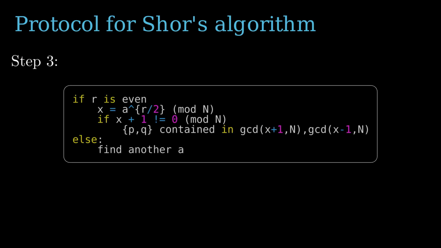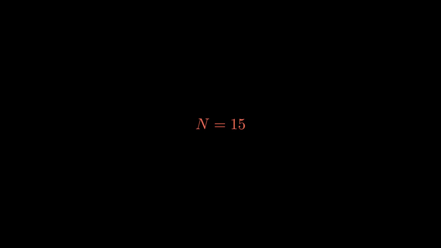Step 3, we check if r is even. Then we set x to be a to the r over 2 mod n. If x plus 1 is not equal to 0 mod n, then our factors are contained in the greatest common divisor of x plus 1 and n, and x minus 1 and n. Otherwise, we find another a. As an example, we will be factoring n equals 15, and we will choose our coprime a to be 13.